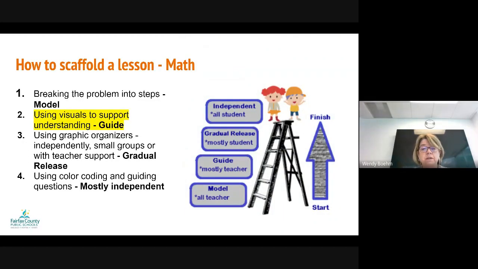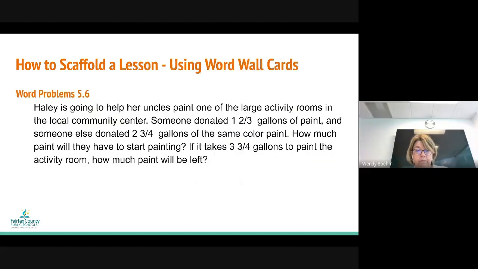Next, we're going to talk about using visual supports to guide understanding, which is the next step up the ladder. For this lesson, we're going to use word problem 5.6. Haley is going to help her uncles paint one of the large activity rooms in a local community center. Someone donated 1 2/3 gallons of paint, and someone else donated 2 3/4 gallons of the same color paint. How much paint will they have to start painting? If it takes 3 3/4 gallons to paint the activity room, how much paint will be left?